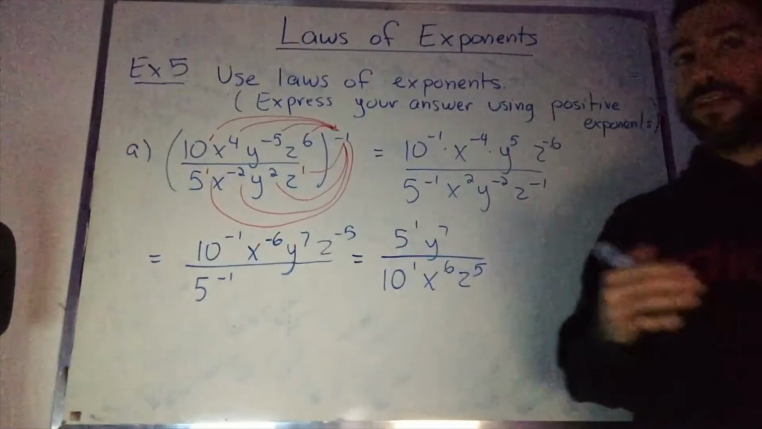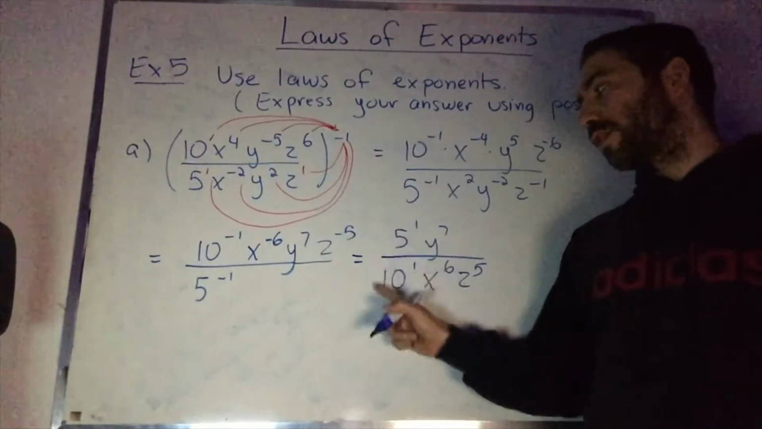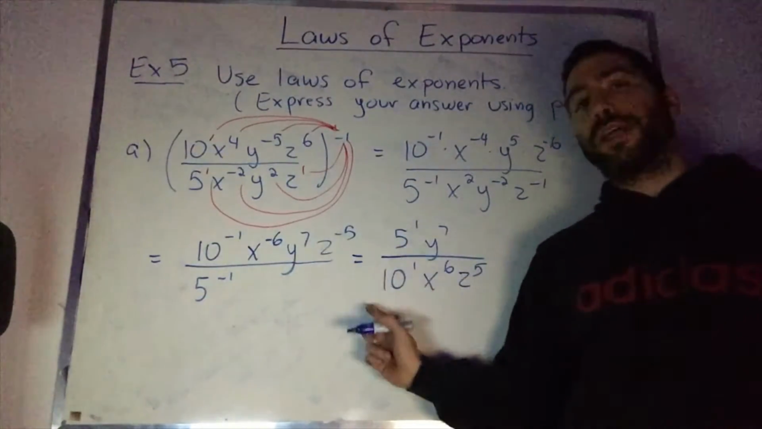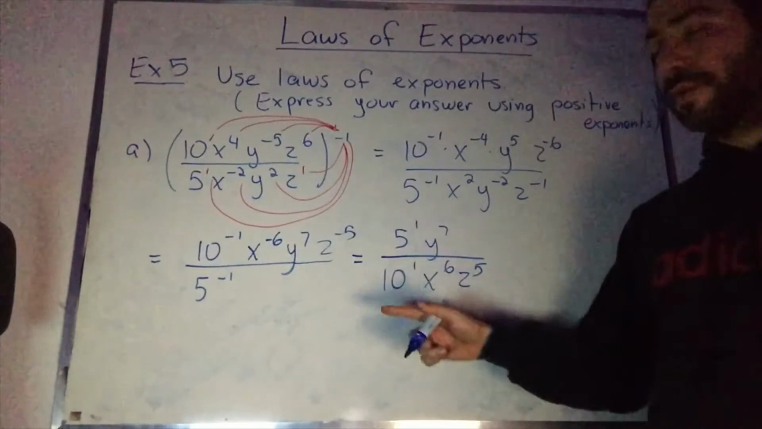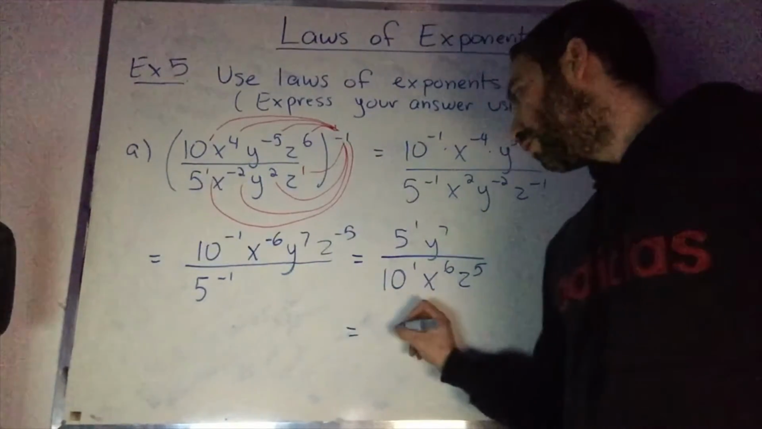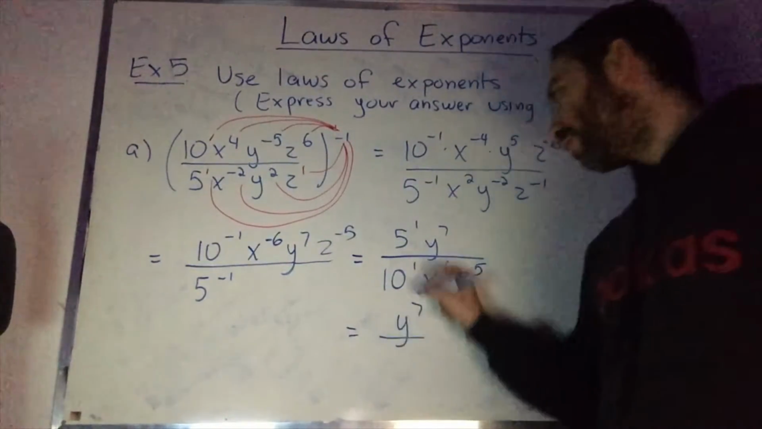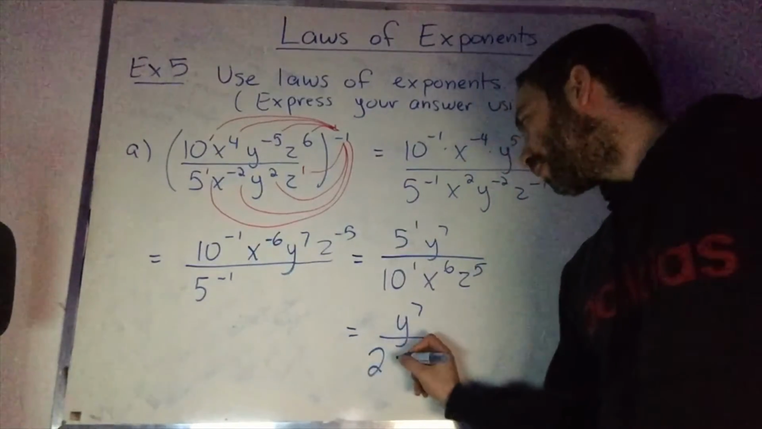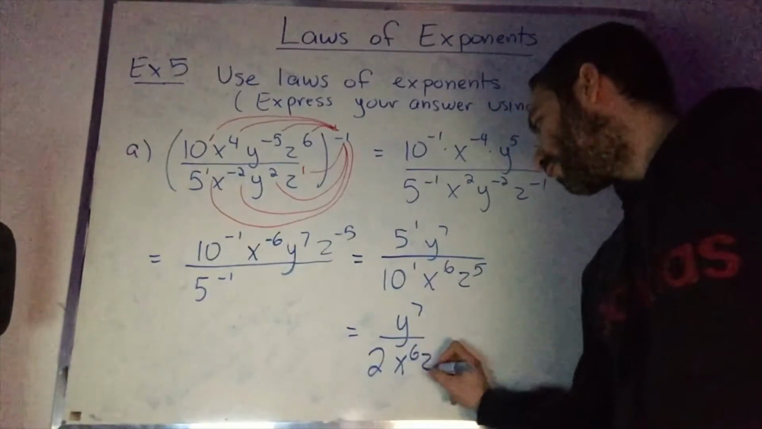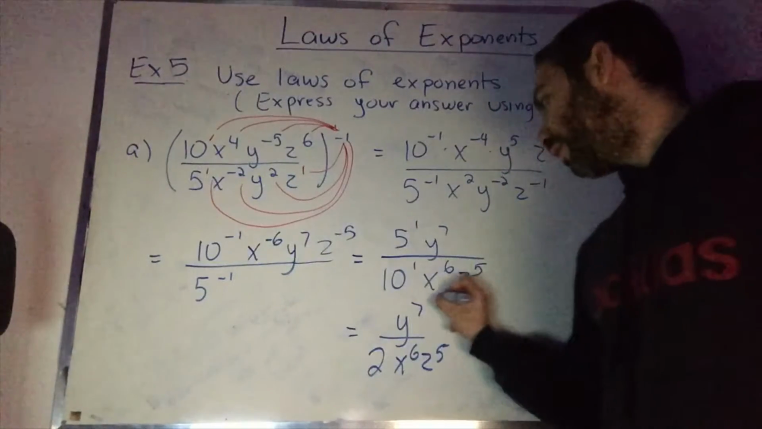If you stop here again, it's premature. Be careful with the coefficients in front. So you have 5 and 10. You can reduce these numbers. 5 divided by 10 is really just 1 over 2. So we could write y to the 7, the 2's on the bottom, x to the 6, z to the 5. And this is the final answer.